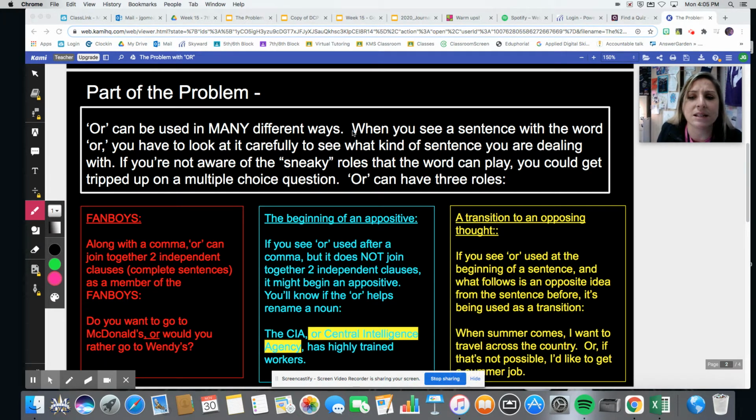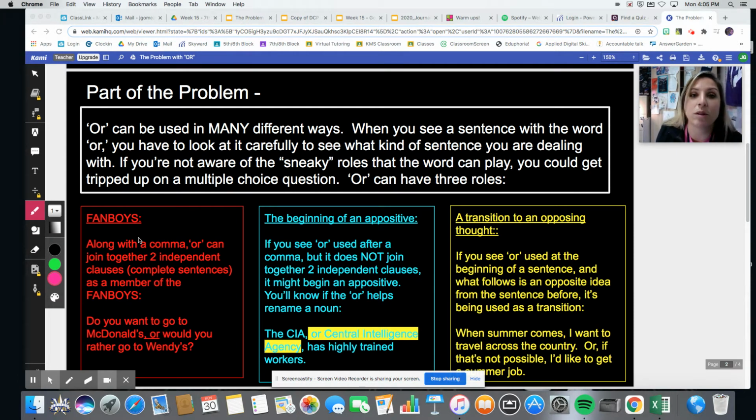When you see a sentence with the word "or," you have to look at it carefully to see what kind of sentence you are dealing with. If you're not aware of the sneaky roles that the word can play, you can get tripped up on multiple choice questions. "Or" can have three roles. It's a FANBOYS word. It's the O in FANBOYS.